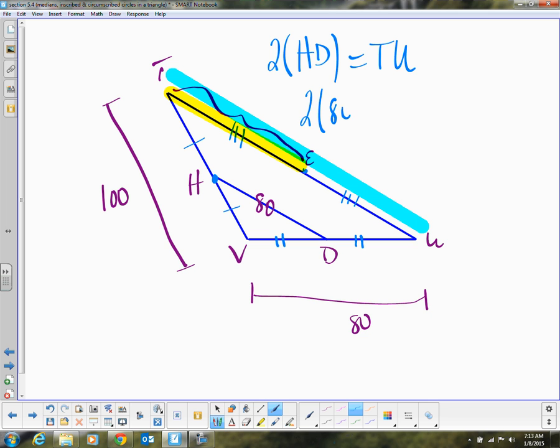My HD is 80, and 2 times 80 is 160. So if this whole thing is 160, what is this going to be? 80. Will that always be the case? Will this mid-segment equal half of that third side? Yeah, that will always be the case.